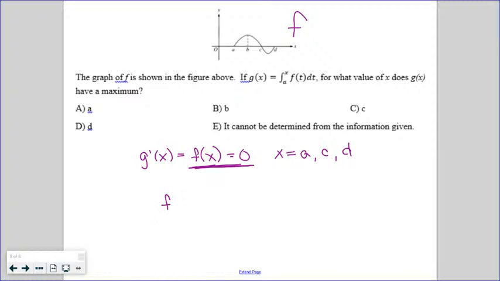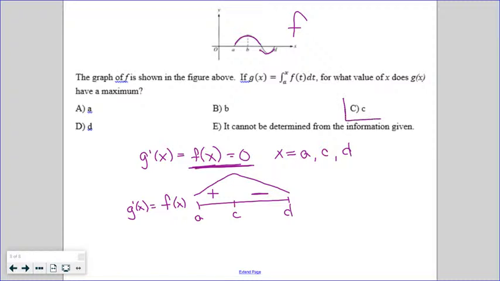So if we consider our derivative, which is actually the graph of the picture we have above, what are its signs? f of x, or our derivative, from a to c is above our x-axis, which means it's positive, and from c to d would be below our x-axis, which means it's negative. So that tells me that g is increasing or has positive slopes from a to c, and then has negative slopes from c to d. So where does it have a maximum? It has a maximum at c.